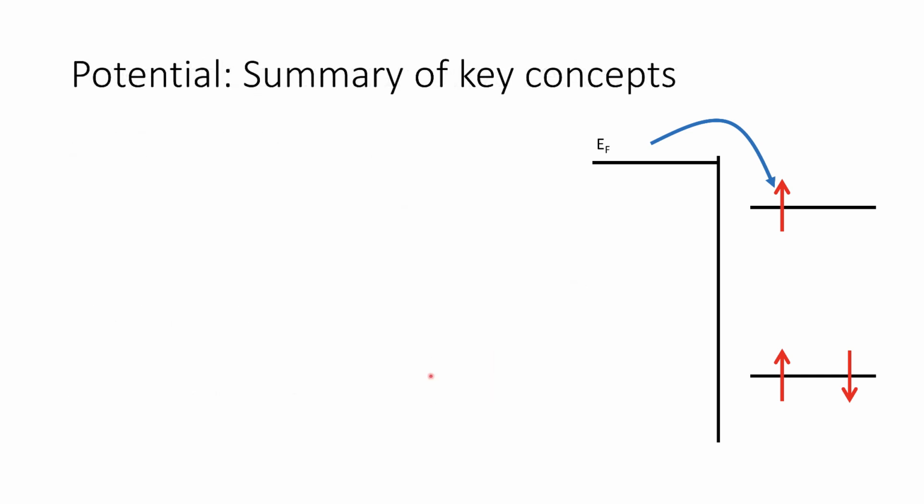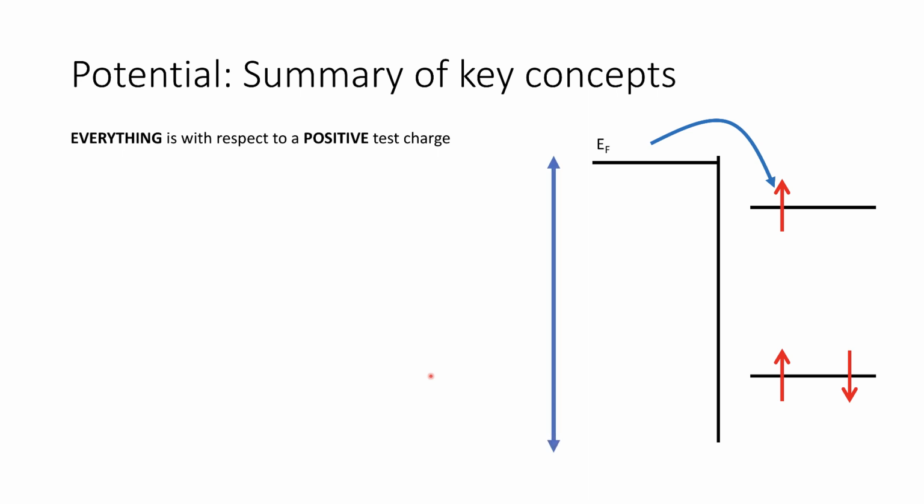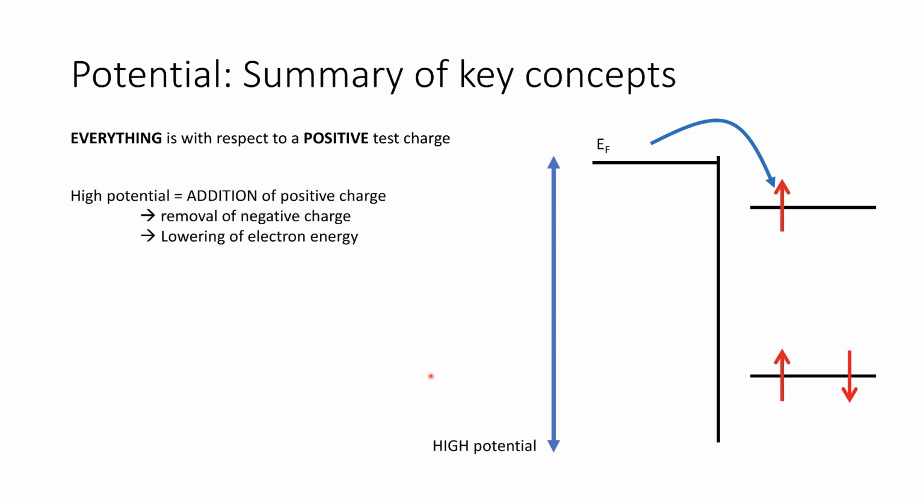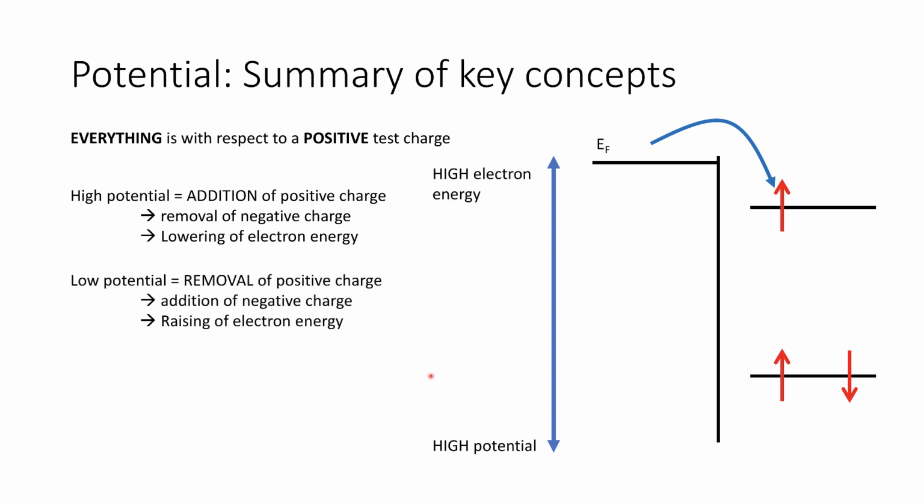Just to quickly summarize potential, remember that everything is with respect to a positive test charge. So we have this double-headed arrow going on. If we have a high potential, we are adding positive charge, which means we are removing negative charge. Fundamentally, this stabilizes electrons and lowers the electron energy. For low potential, we've removed positive charge, which effectively means we've added negative charge, and we've raised the electron energy. So removing positive destabilizes electrons, adding the positive stabilizes electrons. So this causes the movement of the Fermi level, and we can drive our reduction and oxidation accordingly.